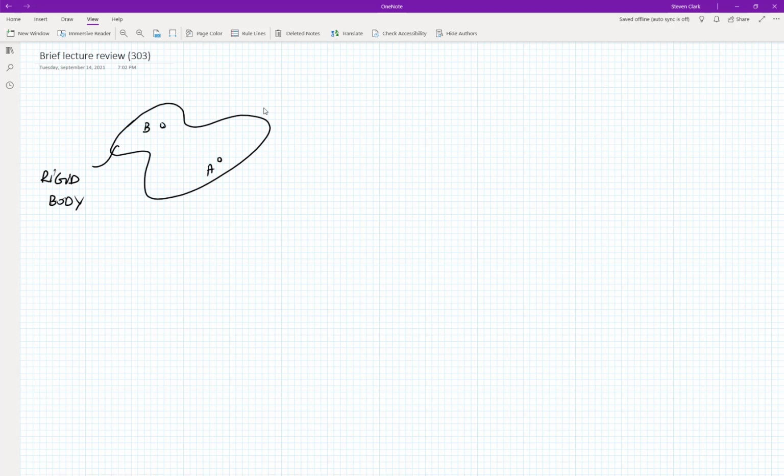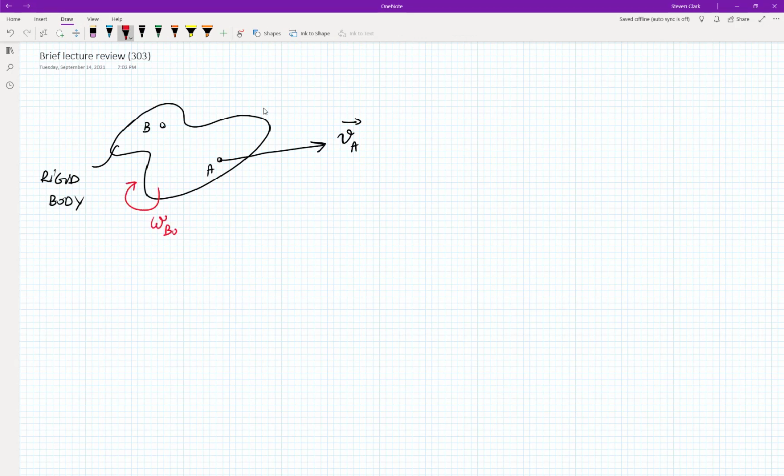And let's assume that we know velocity at point A. So we know this vector. And we also know omega of the body. And naturally, we know the geometry. So we know this vector that connects point A and point B. I will call it RBA. So these are our knowns.